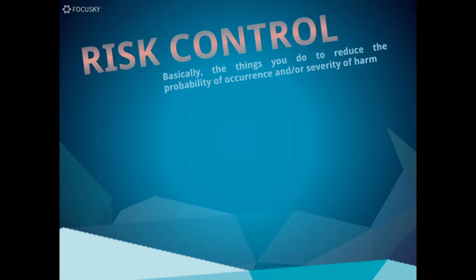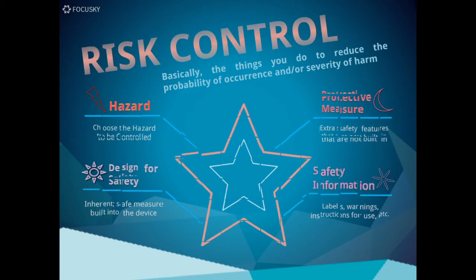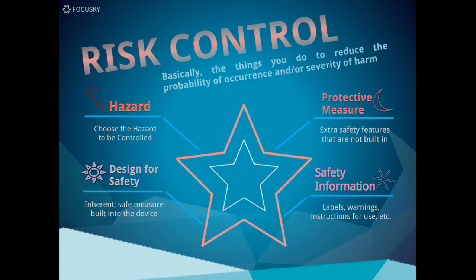So risk control is basically things you do to reduce the probability of occurrence and/or severity of harm. We choose a hazard to be controlled. Then our first order would be to design for safety, so something inherent, something built into the device. After that, we would look to use a protective measure, which is something that's not built in, and barring that is safety information such as labels, warnings, or instructions for use.